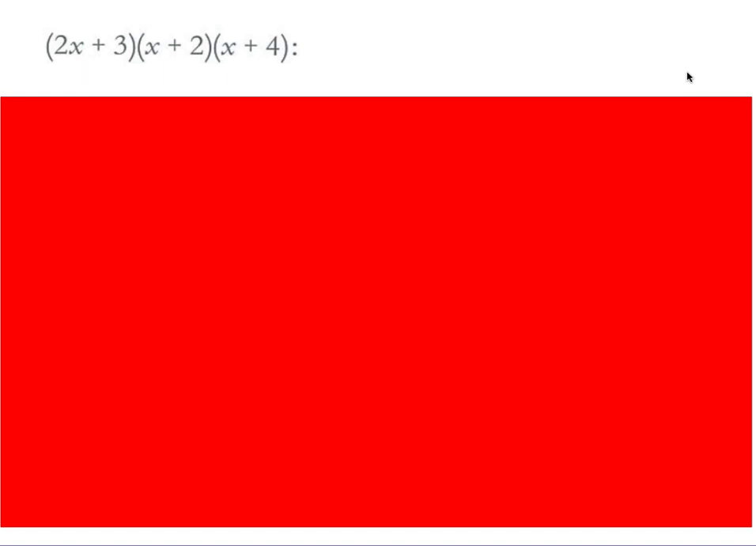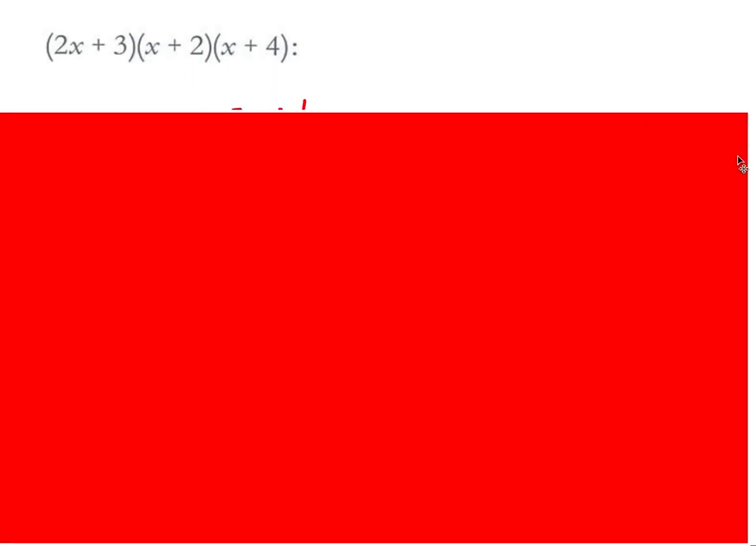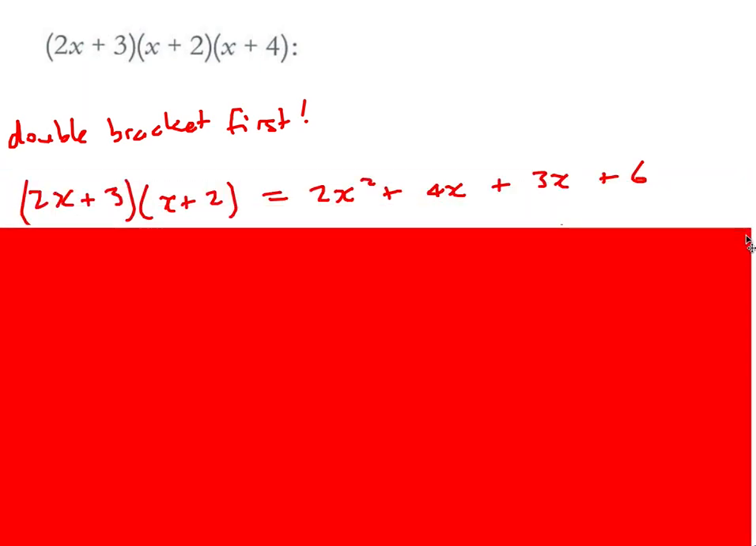Okay, a bit more difficult. They could give you 3 brackets without just an x here, but a double bracket and then another bracket after it. We're going to do the same thing basically. We'll just work out one of the double brackets first. It doesn't actually matter which one you do. Let's just work from left to right.